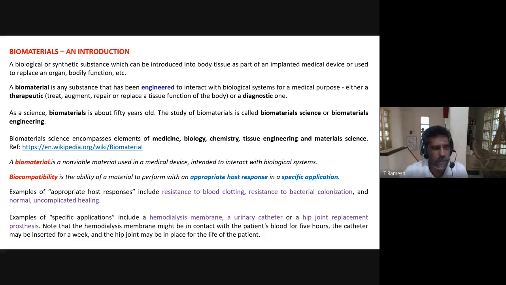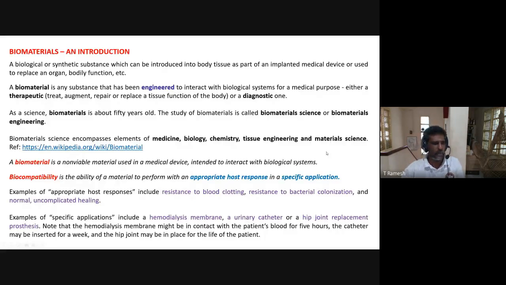So as a science, biomaterial is about 50 years old, as I mentioned earlier already. The study of biomaterial is called biomaterial science or biomaterials engineering. Biomaterial science encompasses medicine, biology, chemistry, tissue engineering, and material science. A biomaterial is a non-viable material used in a medical device intended to interact with biological systems, and it has to satisfy the biocompatibility property.